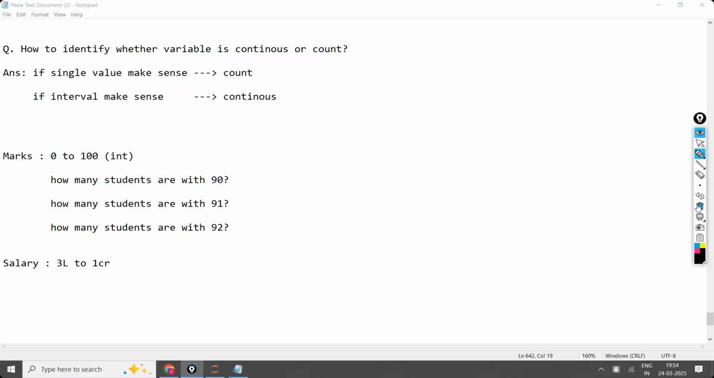How many people are working in Infosys with 8,34,000 is making sense? Or how many people are working from 8 lakhs to 9 lakhs is making sense? Think. Not only 8 to 9, 8 lakhs 32 to 8 lakhs 40, that is making sense. Or 8 lakhs 31, 8 lakhs 32, 8 lakhs 33, 8 lakhs 44. If interval is making sense, it is called continuous.